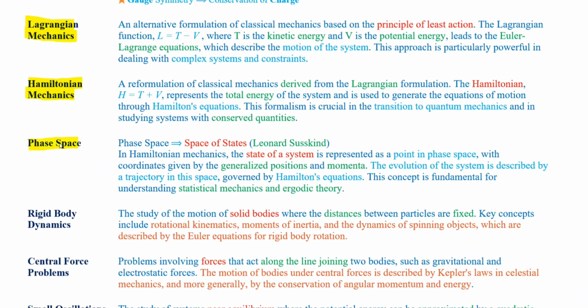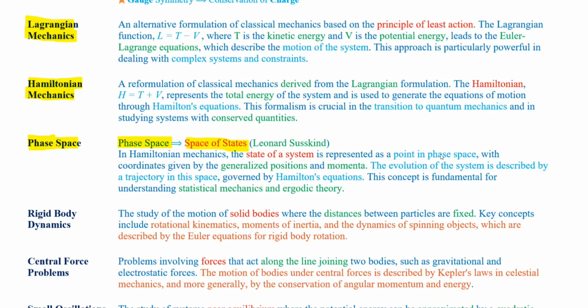The phase space. Phase space is very important in classical mechanics. According to Leonard Susskind, phase space is actually the space of states. In Hamiltonian mechanics, the state of a system corresponds to a point in phase space. For example, if we have a coin and the two outcomes, heads and tails, this corresponds to a set, and that is the phase space for that coin.